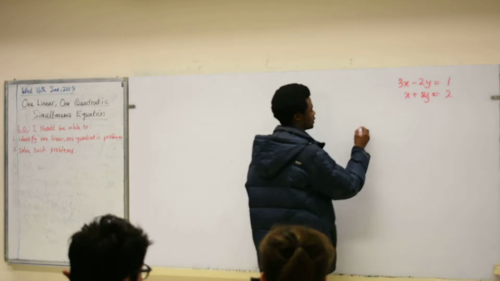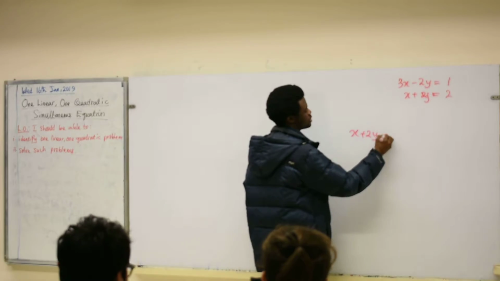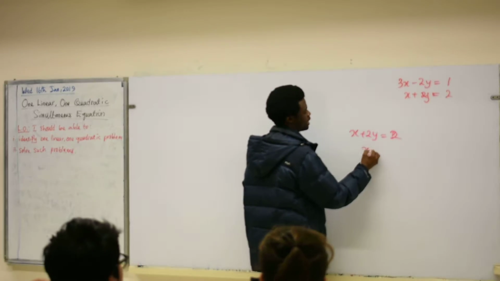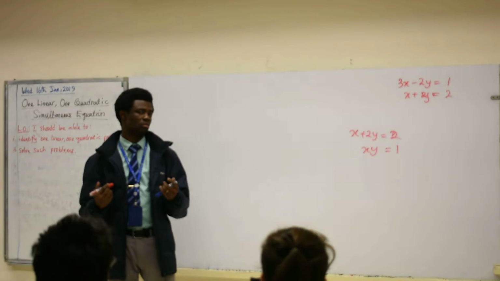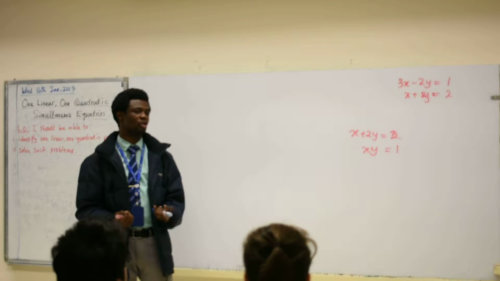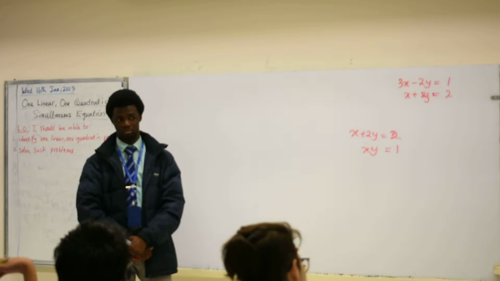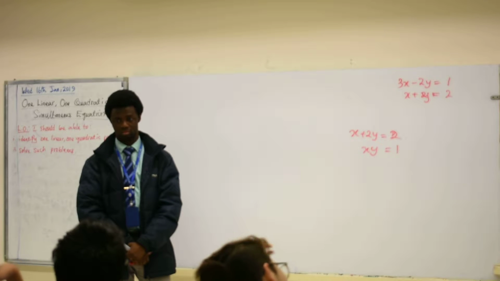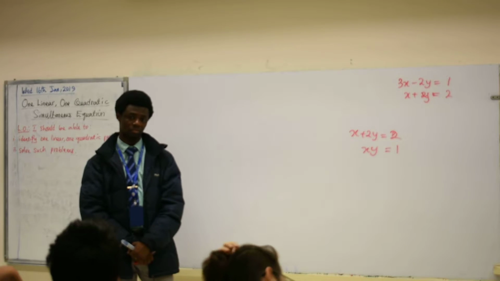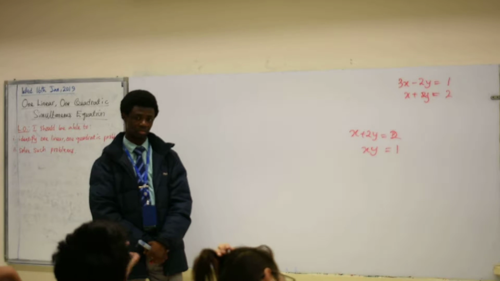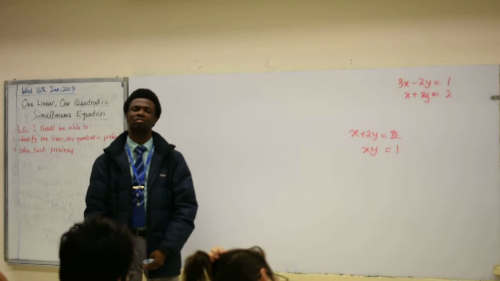My question is this. x plus 2y is equal to 2, xy is equal to 1. Is this under the category of two linear equations or one linear, one quadratic? But I can see power 2 in there. Because the two variables combined, that's it.